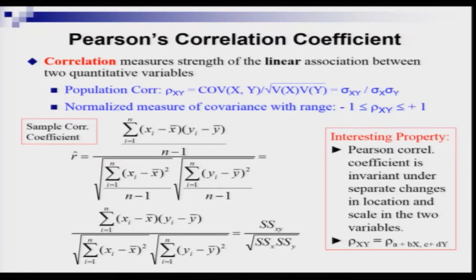At the population level, when you deal with two random variables x and y, the population correlation coefficient is given by this symbol, the Greek letter rho, and you see the subscript showing x and y, the two random variables. This can be expressed as this mathematical formula: the covariance between x and y divided by the standard deviation of x times the standard deviation of y. This normalized measure of covariance, the correlation coefficient, always falls between -1 and +1.